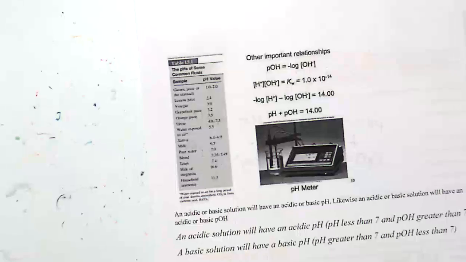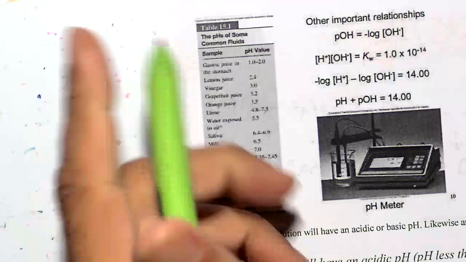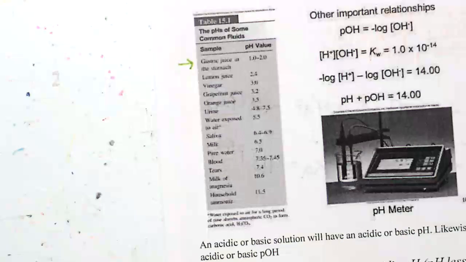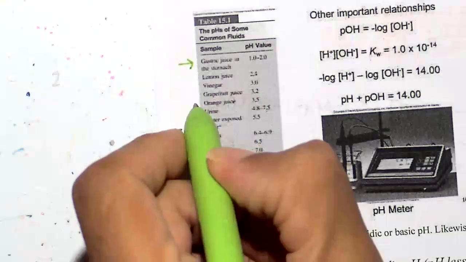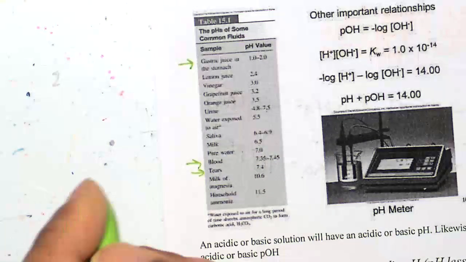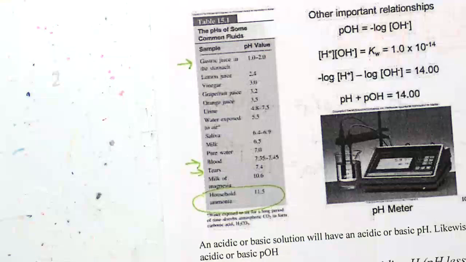Everything has a pH. Your stomach acid, gastric juice, is very acidic. Everything biological has a pH; they even have blood pH. Tears have pH. Household ammonia is very basic, 11.5. Everything has a pH, which also means everything has a pOH, because pH plus pOH is equal to 14.